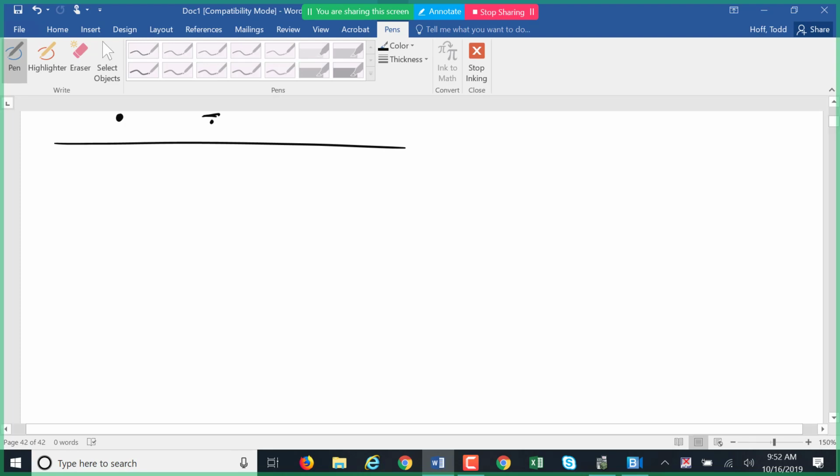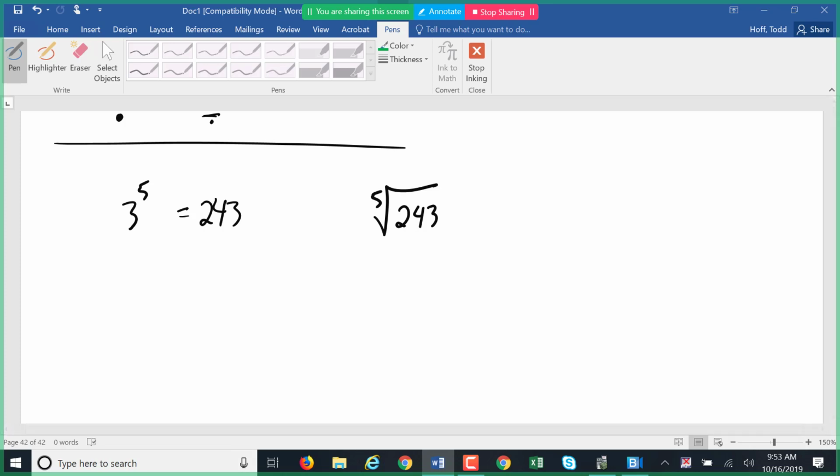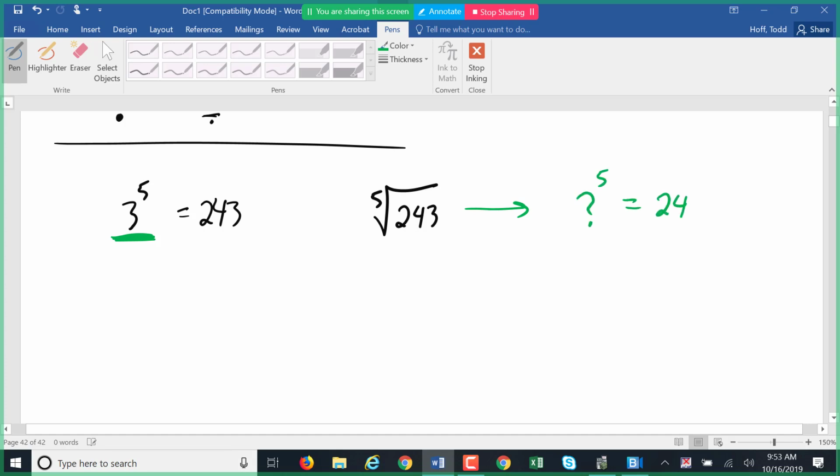If I take a number like 3 to the power of 5, I get 243. If I want to get back to the 3, I use a fifth root. Now, just like all of our other inverses, this fifth root is defined in terms of the main operation. A root is a kind of byproduct of that main operation of an exponent. So the definition of a root like this is asking what number to the power of 5 is 243.